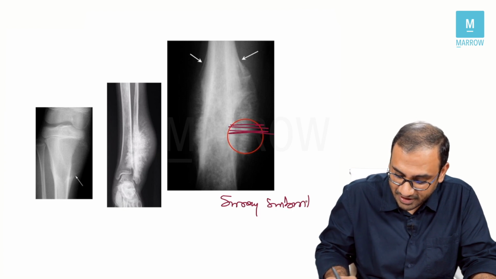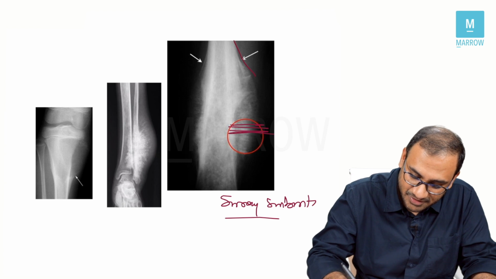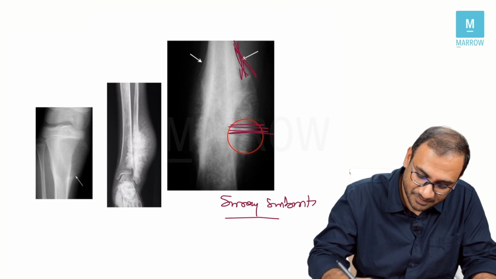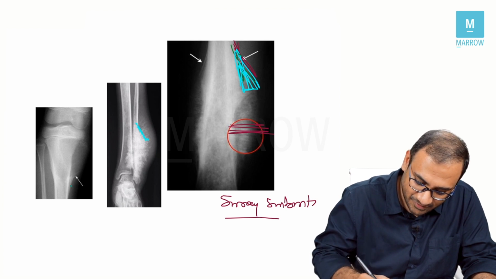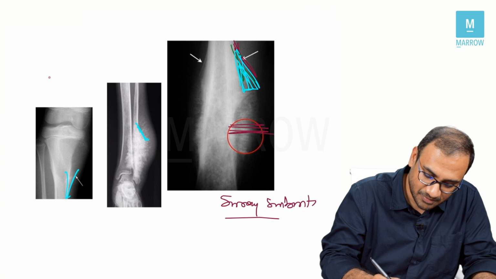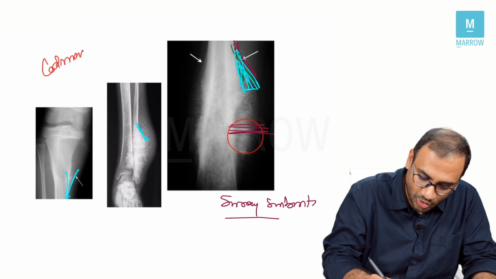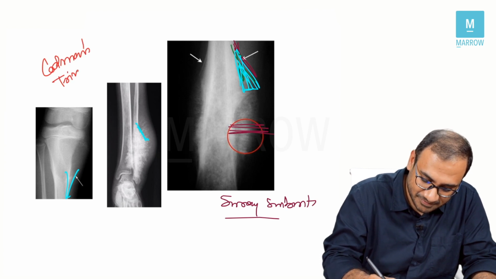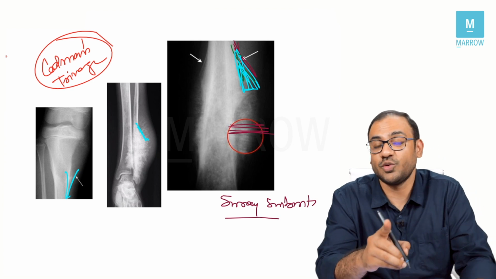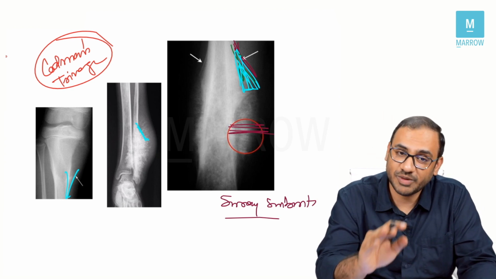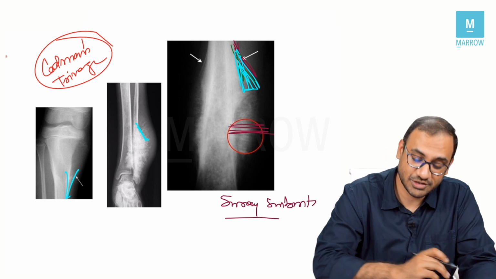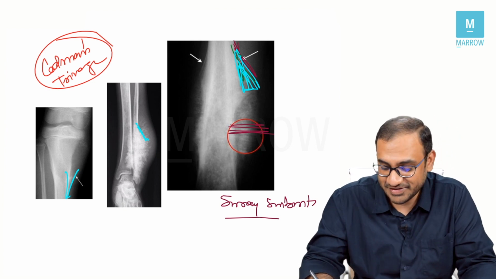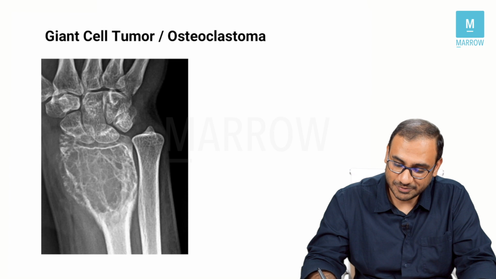And don't forget this triangle. What is this triangle known as? Right, what is this triangle that you see here? Yes, it is Codman's triangle. And if they ask you what is Codman's tumor, you should mark chondroblastoma. Chondroblastoma is Codman's tumor. Codman's triangle is seen in osteosarcoma.